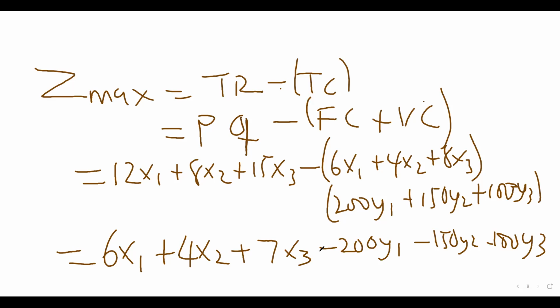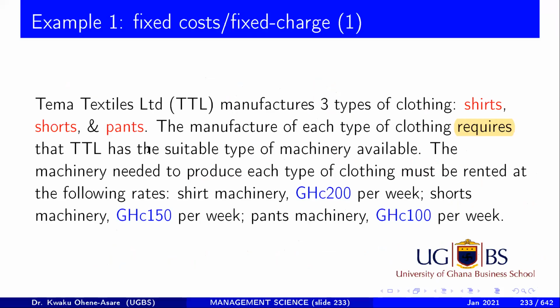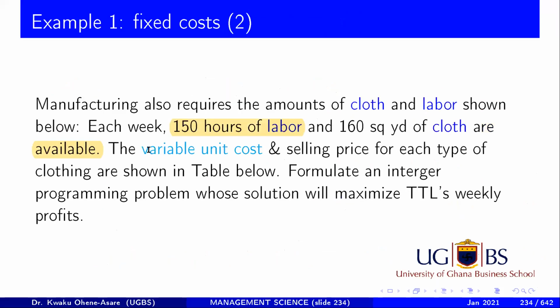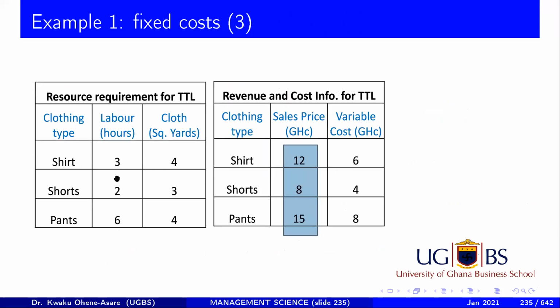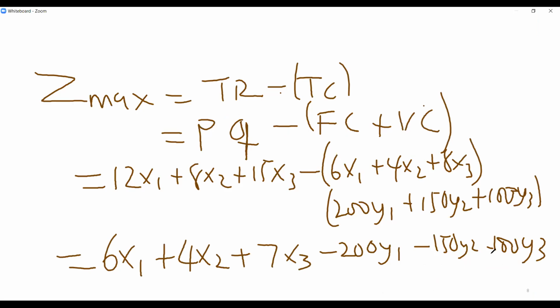Now that you've done the formulation, we now go to the constraint. So this whole thing, we are going to maximize it subject to the constraint. And go back to the story. These constraints are not difficult initially. Go back to the constraint. It says that the constraints are, we were clear, each week 150 hours of labor, 160 square yards of cloth. So labor and cloth are the constraints. And they were given right here. So for labor, attached to the x's, we have 326. And for cloth, attached to the x's, 434. So you can add that easily into the constraint.